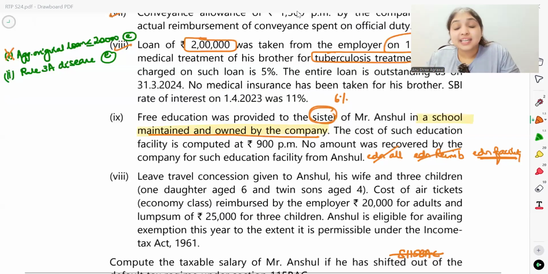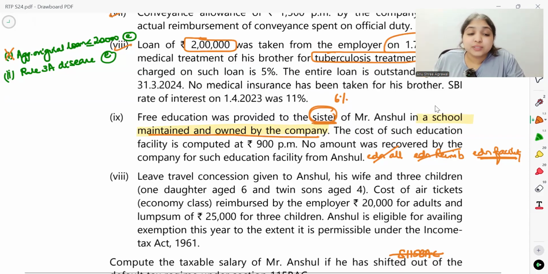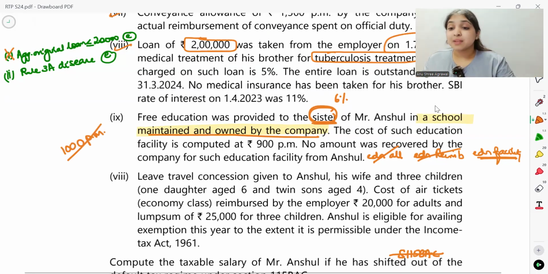And education facility, you check 1,000 rupees per month per child exemption, you check, right? But all that you check only for assessee's own children. Who is studying over here? Assessee's sister is studying over here. So that 1,000 rupees per month per child exemption which you think about, that will not be applicable over here. Guys, don't get confused. I am not talking about children education allowance, 100 per month per child, maximum 2 children. I am not talking about that. I am talking about the education facility exemption.